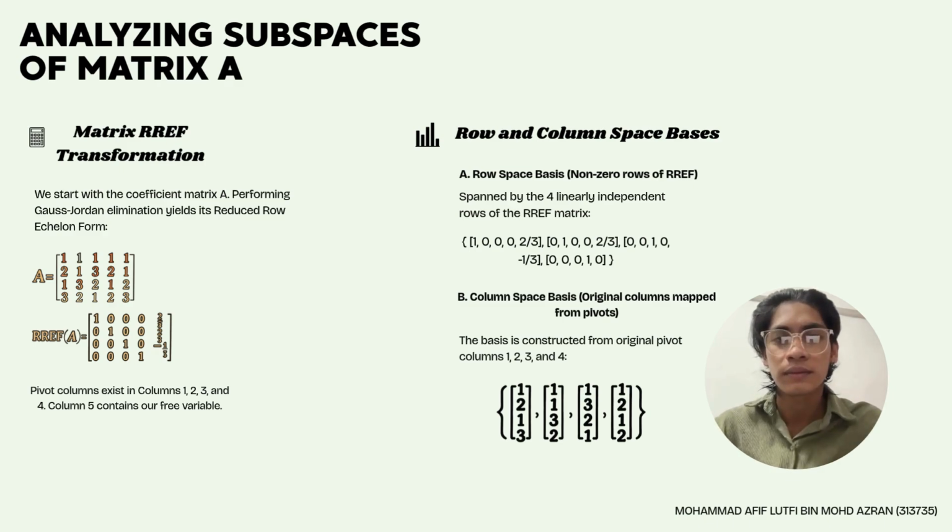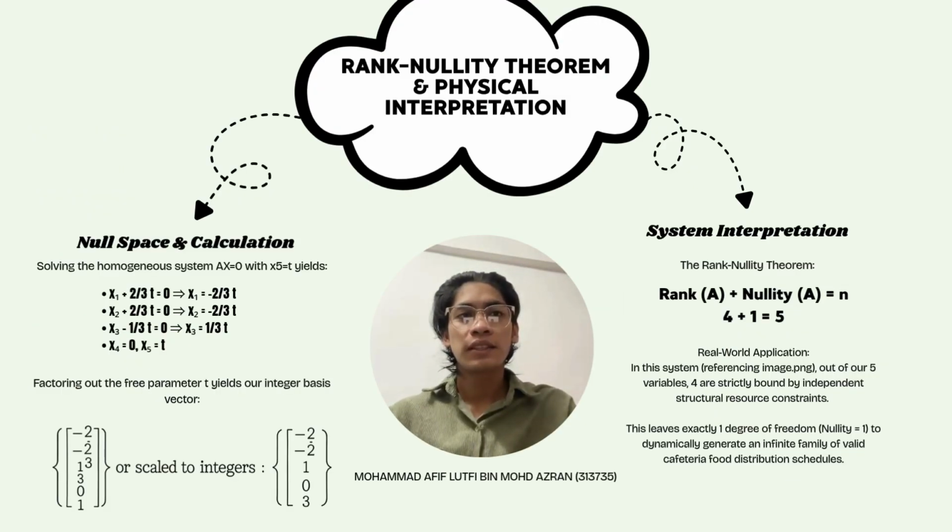To find the null space, we solve the homogeneous system AX equals 0. Using the last variable as our free parameter t, we substitute back through our pivot rows. Factoring out t and adjusting to integers gives us our final null space basis vector: -2, -2, 1, 0 and 3. The calculation demonstrates the rank-nullity theorem perfectly.